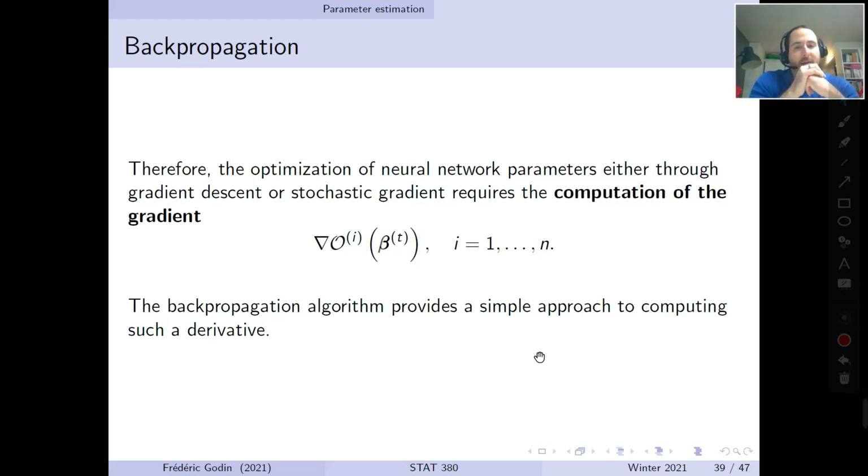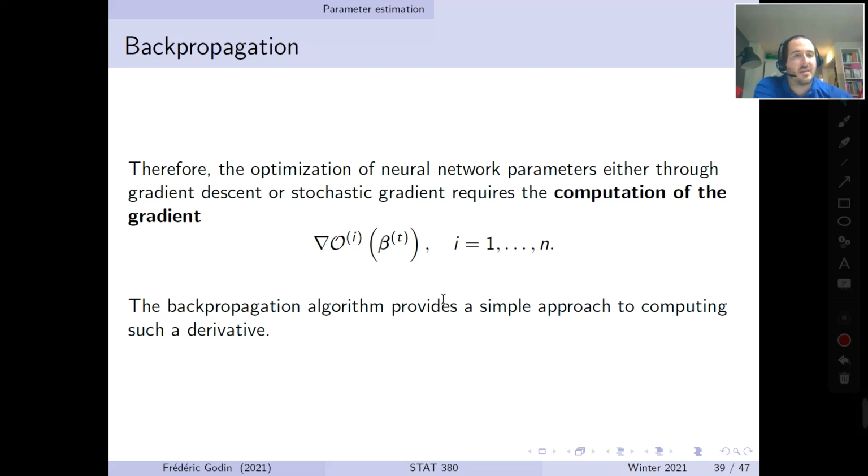So the remaining part that we need to discuss is what's called the backpropagation algorithm. This algorithm is very famous in the literature of neural networks, and it indicates how to compute the gradient of the objective function of the training, or more precisely, how to calculate the gradient of the predictions you make with respect to the parameters of the neural network.